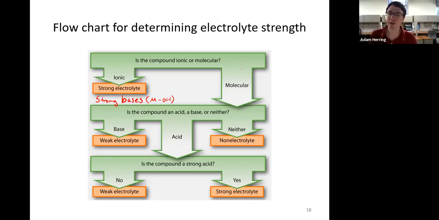If it's not ionic, then it will be molecular. And then you want to ask, is it an acid, a base, or neither of those? If it's a base, then it's a weak base and it's a weak electrolyte. If it's neither acid nor base, then it's a non-electrolyte. Within the acids, you need to identify, is it a strong or a weak acid? If it's a strong acid, it's a strong electrolyte. And if it's a weak acid, it's a weak electrolyte.